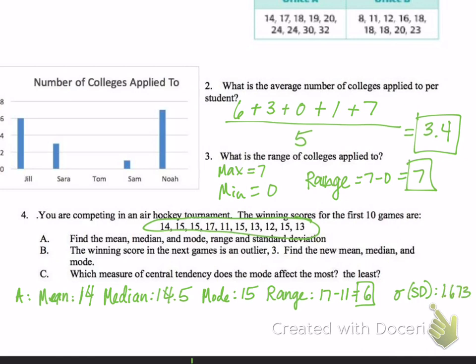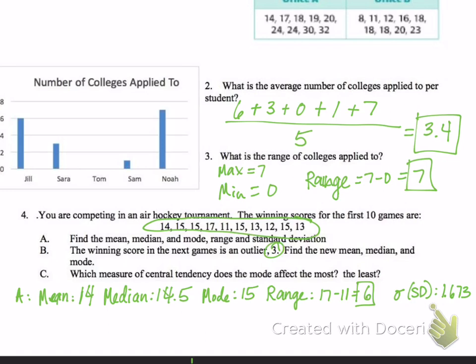Okay, then part B, it says the winning score in the next games is an outlier, 3. So let's say that I added 3 to the data. So let's go over to the first list. And in cell number 11, I'm going to add 3. So I'm adding one more score. Now I'll have 11 games.